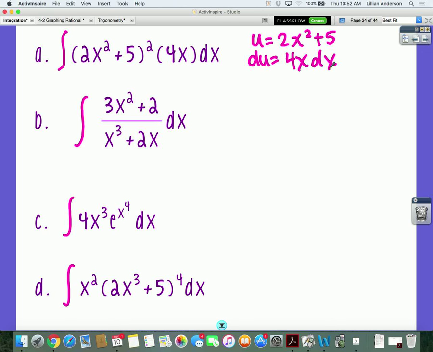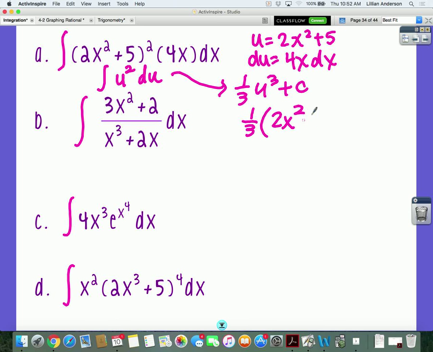Because what this equation turns into is the following. I'm replacing the 2x squared plus 5 with u. I'm temporarily subbing that in. The square is still there. And that 4x dx is going to be replaced with du. And it's a lot easier to find the antiderivative of u to the second than what we had before. What's the antiderivative of u to the second? 1/3 u to the third. It is 1/3 u to the third plus c. But that's not our final answer. The last step is to plug in u. So our final answer is going to be 1/3 (2x squared plus 5) to the third power plus c.